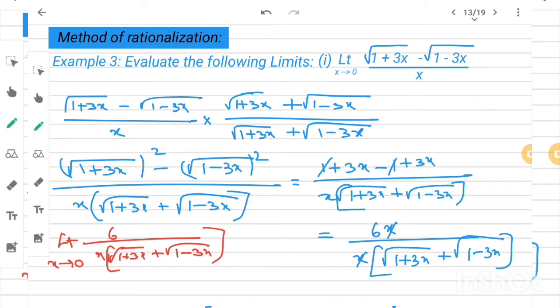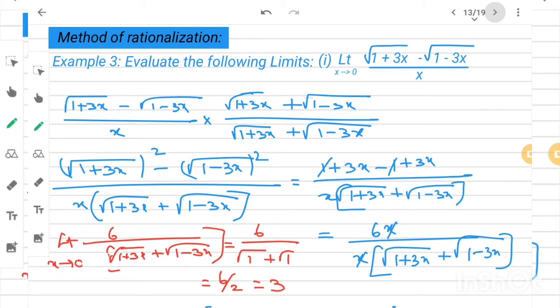Now I'm going to substitute the value x is equal to 0. So what will happen? Here I'm not having an x value, it is cancelled, right? Okay, now root of 1, 3 into 0 becomes 0, plus the same here, root 1. So you will get 6 by 2, that is nothing but 3.